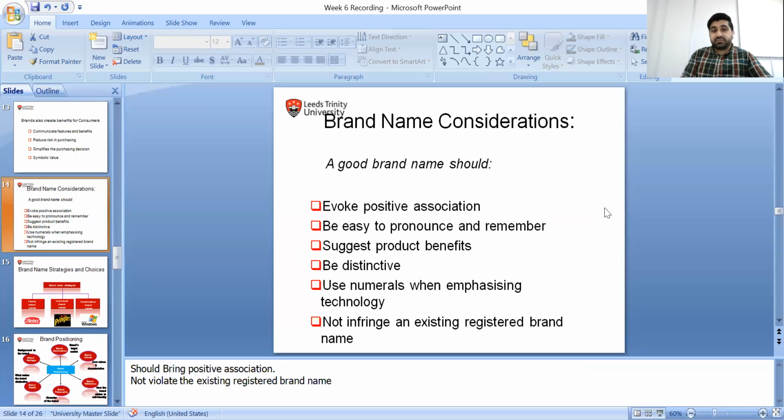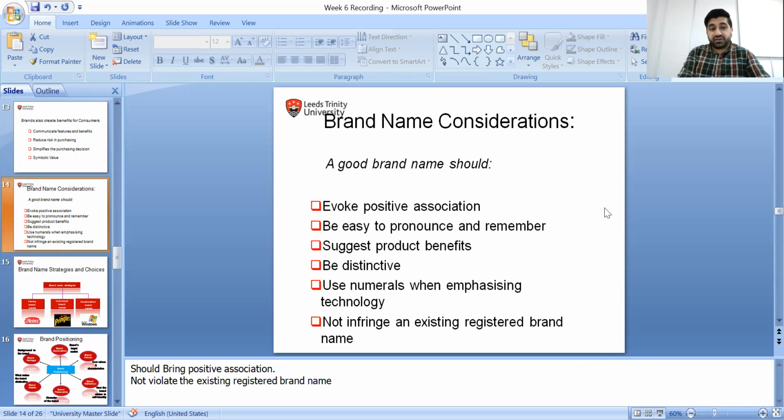A good brand name should be easy to pronounce. So basically, we are discussing the characteristics. Whenever companies are trying to label a new brand, they are making a new brand. So these things they should keep in mind.